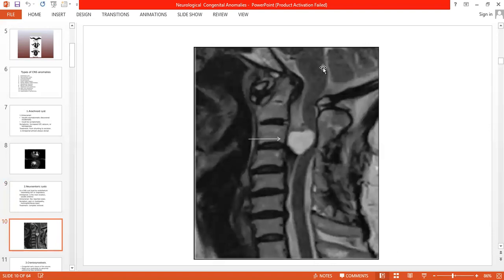Here in the cervical region, we see the bones, the medulla, and the cervical cord. There is a cystic lesion opposite the C2, C3, and C4 vertebral bodies, which is compressing the spinal cord from anterior to posterior.